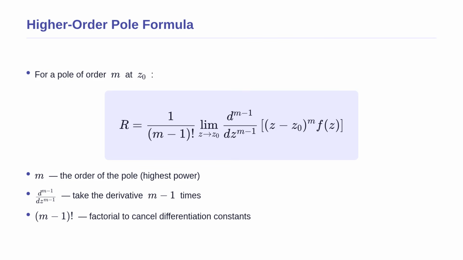First, we multiply the function by z minus z0 raised to the power of m to completely clear the denominator. But because there are multiple powers, we must take the derivative exactly m minus 1 times to isolate the residue. Finally, we divide by the factorial of m minus 1 to cancel out the constant numbers that drop down during differentiation. In this formula, m is the order of the pole. If m increases, say from 2 to 3, we have to take more derivatives and divide by a larger factorial. It looks intimidating, but it is just a systematic way to peel back the layers of a stronger singularity.